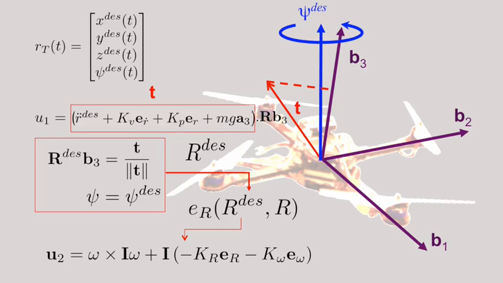There are two terms in the parentheses. One is proportional to the error in rotation, the second is proportional to the error in angular velocity. We also have to compensate for the fact that the vehicle has a non-zero inertia I, and there are gyroscopic terms as we know from the Euler equations of motion. This gives us the control inputs u1 and u2.